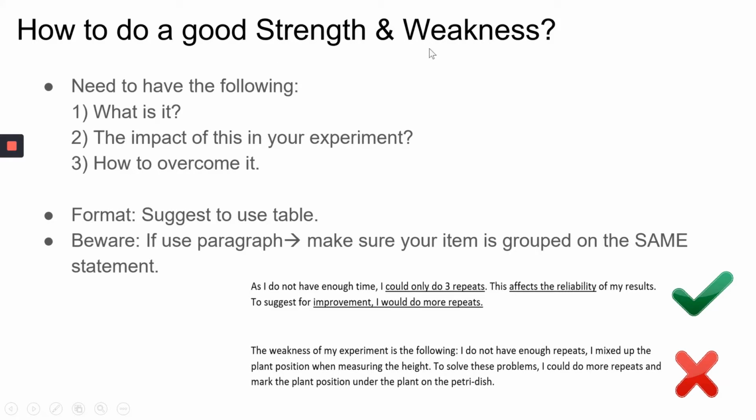In the case of weaknesses, you need to mention three things. One is what it is, the second is how it affects your experiment, and the third is how you overcome it. We recommend students use a table. It's much easier, and you won't miss out any points. But sometimes students run out of space because you only have about a 12-page limit, so they prefer to use paragraphs.